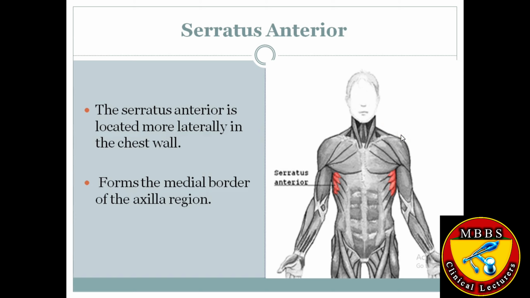Serratus anterior muscle. The serratus anterior muscle is located more laterally in the chest wall. You could see the serratus anterior muscle which lies in the lateral part of the chest wall. It forms the medial border of the axilla. We have discussed that the anterior wall of the axilla is formed by the pectoralis major and the pectoralis minor muscle, whereas the medial border of the axilla is formed by the serratus anterior muscle.